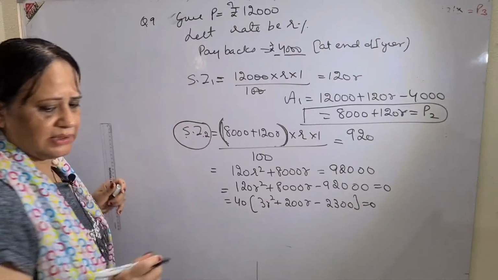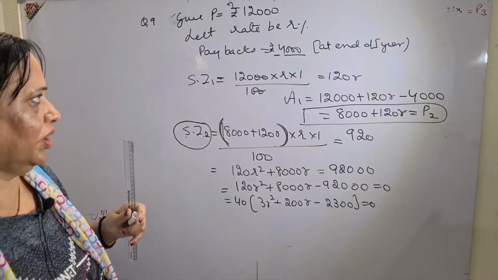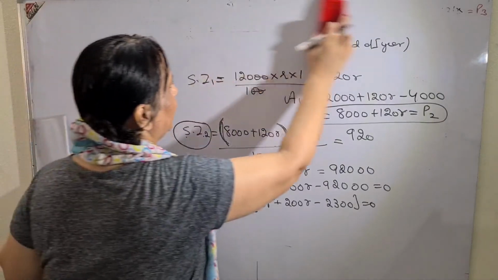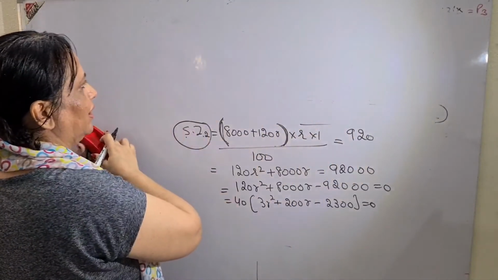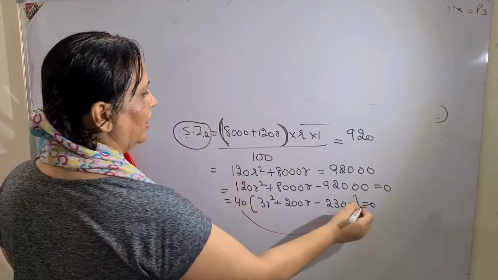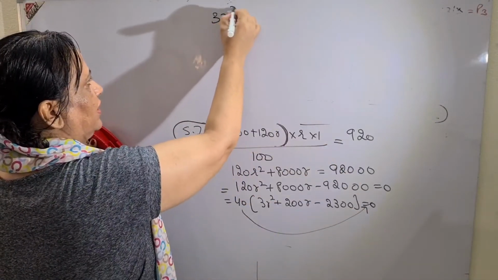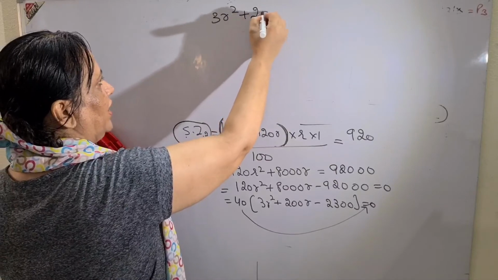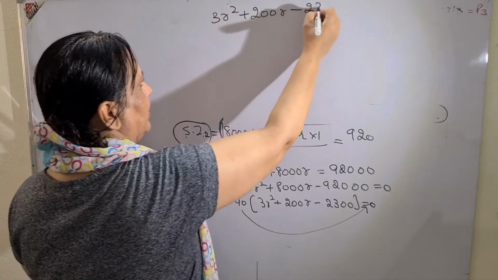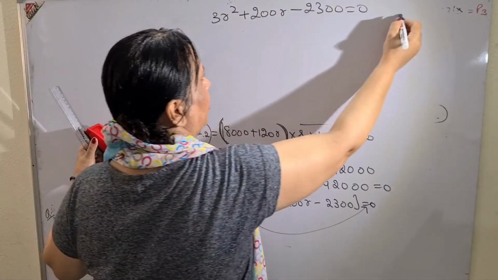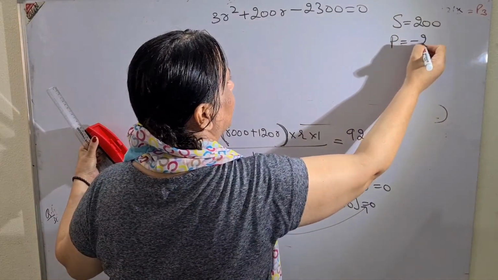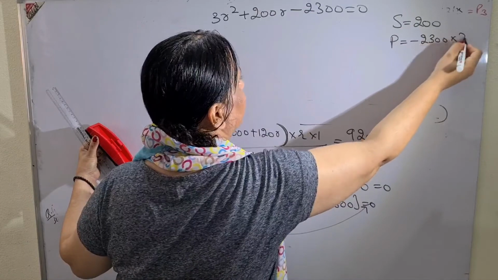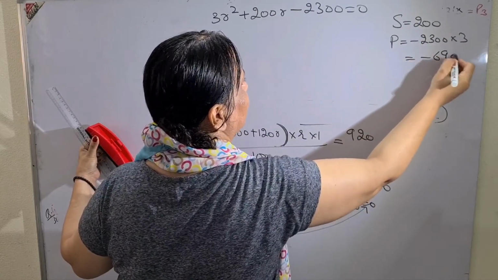The calculations, once you do it on the rough column, you will understand everything. I'll make it clear because the equation is a little bigger. So 40 will go there and become 0. You are left with 3R square plus 200 R minus 2300 is equal to 0. Your sum should be 200. Your product should be minus 2300 into 3, that is minus 6900.